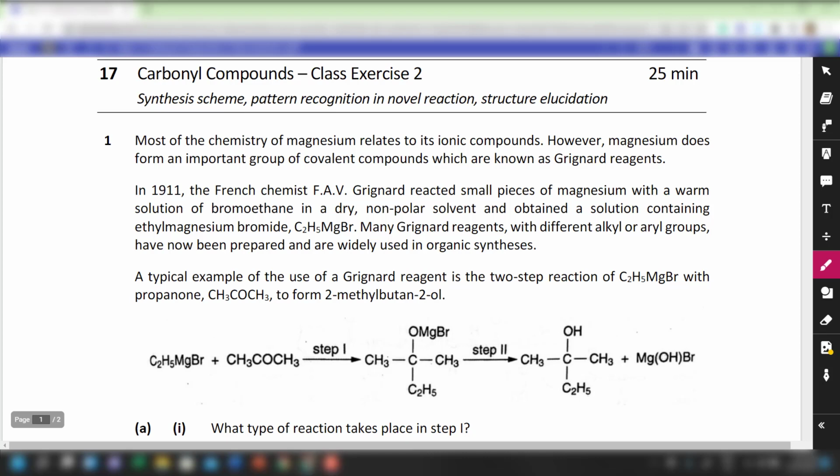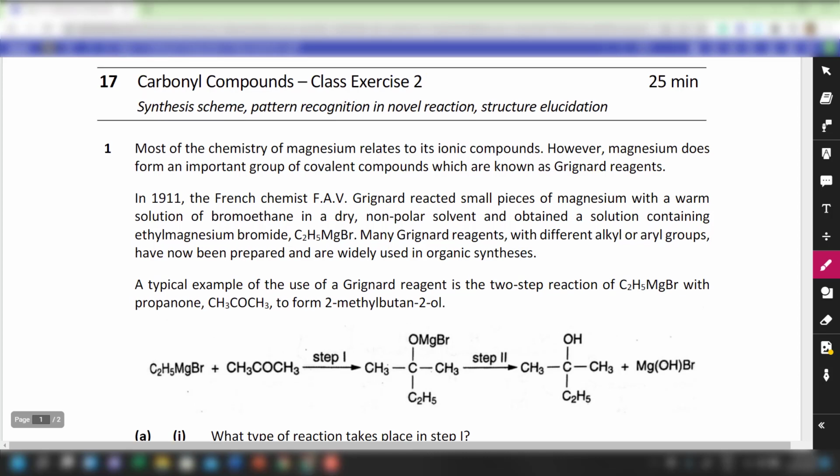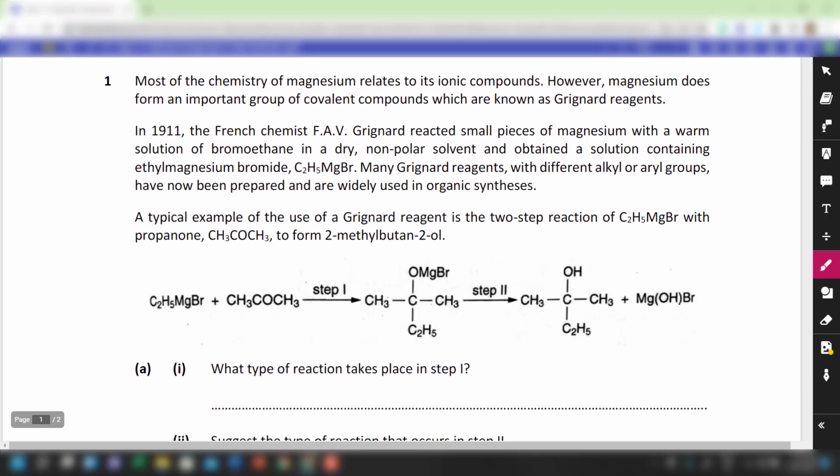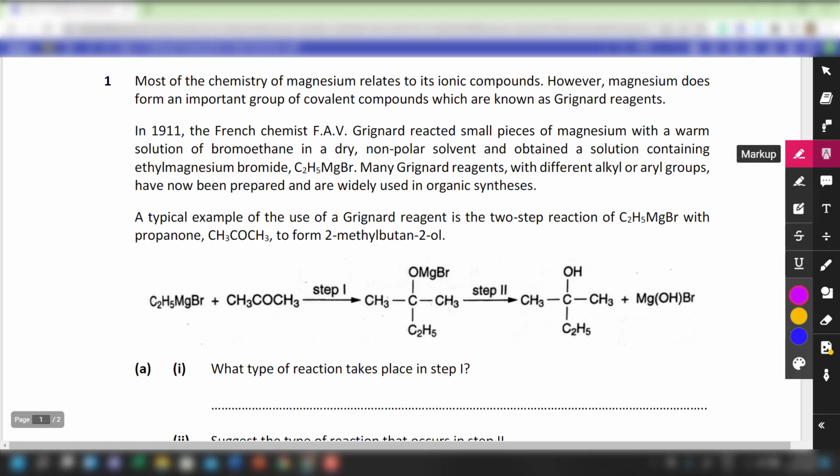Hello students, now let us review in-class exercise 2 to topic 17 on carbonyl compounds. Okay, so if you look at question 1, it's actually related to the chemistry of magnesium, and we know that most of the chemistry we are aware of is its ionic compounds, but magnesium forms a special group and also an important group of compounds known as Grignard reagents.